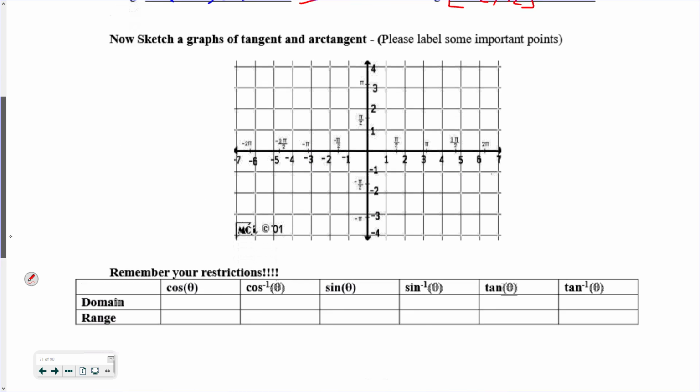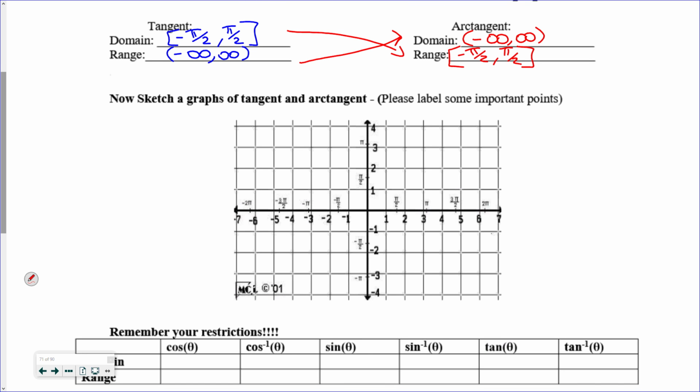So let's talk about sketching the graph real quick. If we wanted to, we can do that very simply. We know some of the points for tangent. We had -pi/2, and that was undefined. We had -pi/4, and that was -1. We had 0, 0. We had pi/4 at +1, and then we had pi/2 at undefined. So again, these were the tangent values.